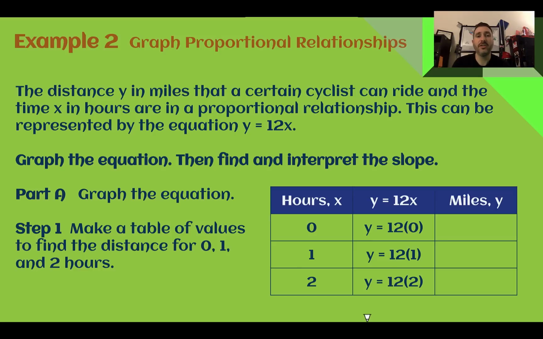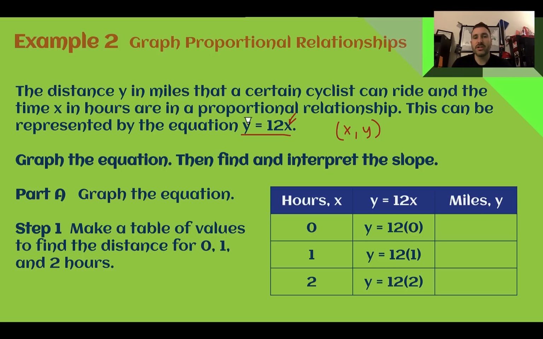So first, let's graph the equation. To do this, we're going to use a table to create some coordinate points so that we can graph. We're given the equation y equals 12x. That means in order to figure out our coordinates, which are going to be (x, y), that we can plot on our graph, if we take something and plug it in for x and multiply it out, that's going to tell us what equals y.